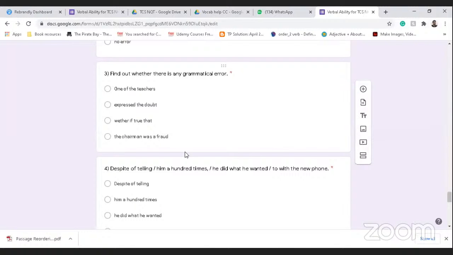Yes, it should be whether. Now, when you use whether, there is no need to put if true. One of the teachers expressed the doubt whether the chairman was a fraud. That's it. Only that much should come. There are 2 mistakes in that place. One is the spelling, the other is that there is no need to write if true. No, there is no need to say whether it is true either. Only whether. Only whether.